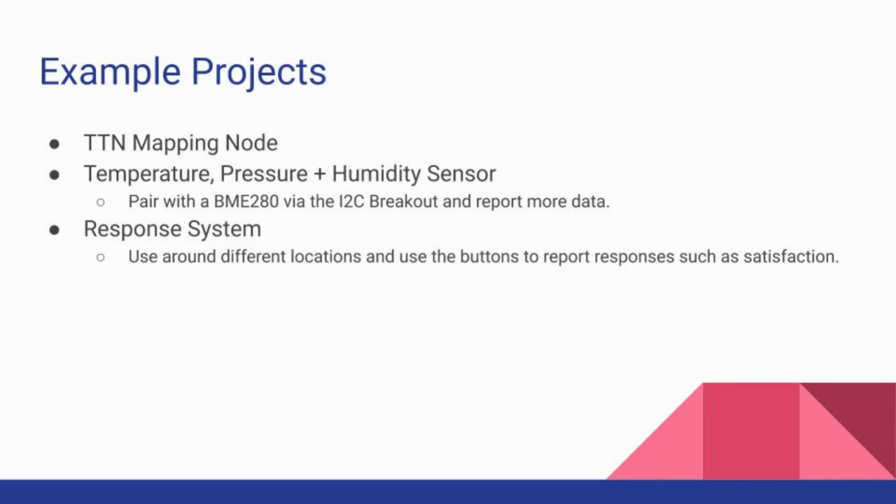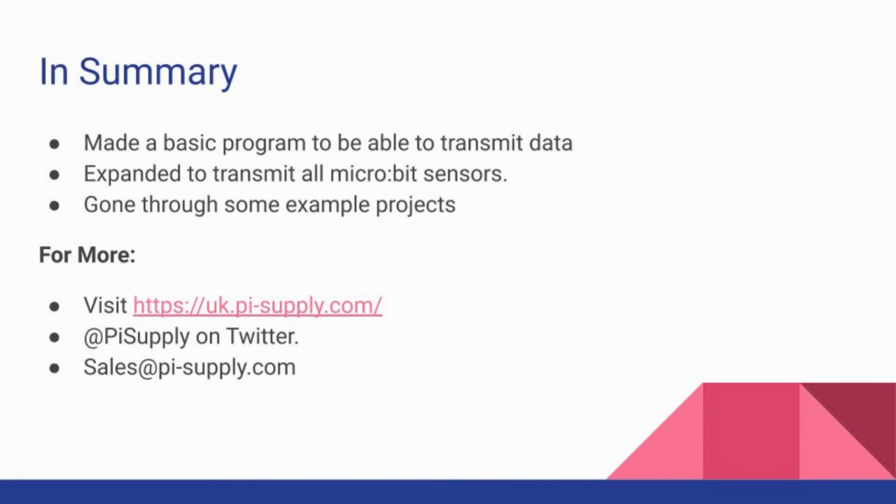For example, one project is pairing it with a BME280 to get a more accurate temperature, pressure and humidity sensor. You can also use it as a response system, where a fairly popular application is at the end of a store, a customer satisfaction survey, where you have one button transmit, yes I'm happy, one button transmit, no I'm not, and the display on the microbit provides that bit of visual feedback that some people need in their projects as well.